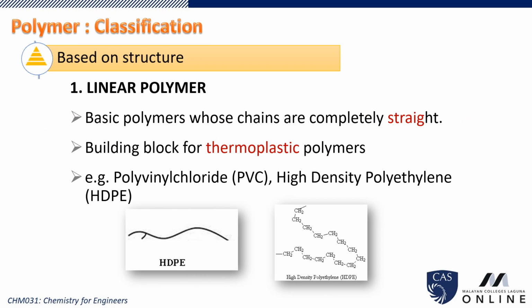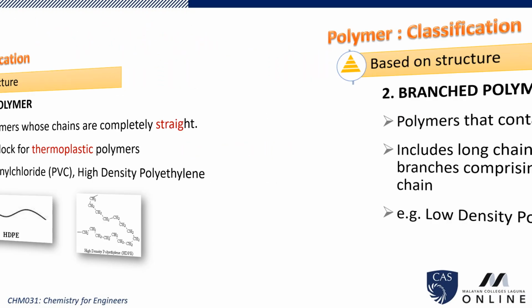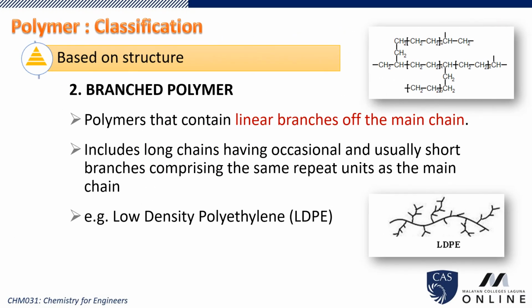Next is classification by structure. The first one is linear polymers, and these polymers consist of straight chains of repeating units. These form the basis of many thermoplastics such as PVC and HDPE. The next type of classification by structure is branched polymers, and these polymers have side chains attached to the main chain. This reduces packing efficiency and results in materials like LDPE, which are more flexible.